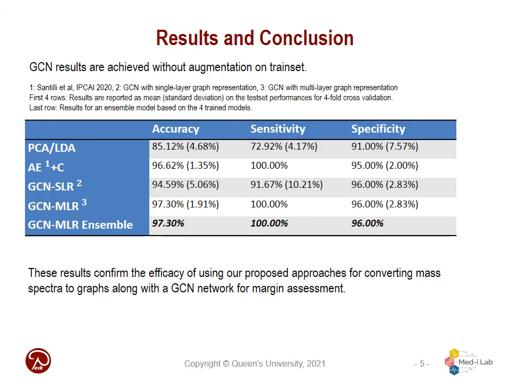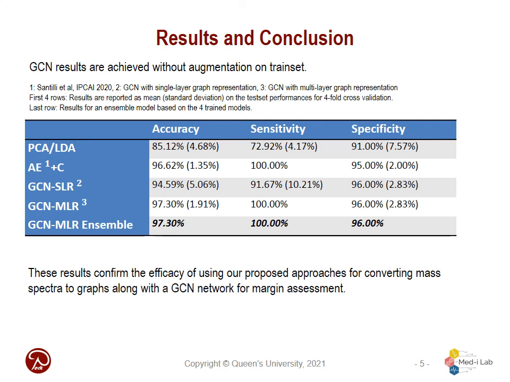We achieved best results for our multi-layer representations. This outperforms the PCA-LDA, but is comparable to the autoencoder-based classifier results of a previous study without performing any data augmentation. So, according to results, incorporating structural information into learning framework has compensated the lack of a large dataset.